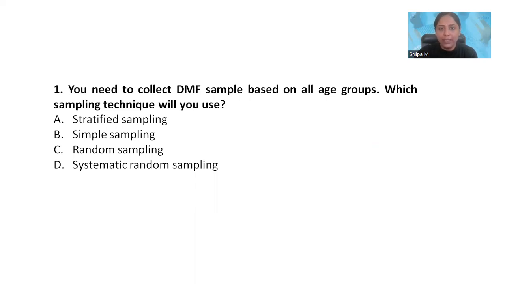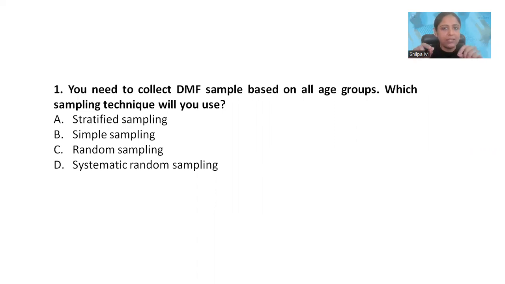Systematic random sampling is a sampling technique based on which you select every nth sample. So you may be selecting every 5th sample or every 10th sample like that. So definitely it's not systematic random sampling. Here the question has told you need to select all age groups. So that means age groups can be subgroups or strata. In choices B or C, simple sampling, random sampling, it's confusing.